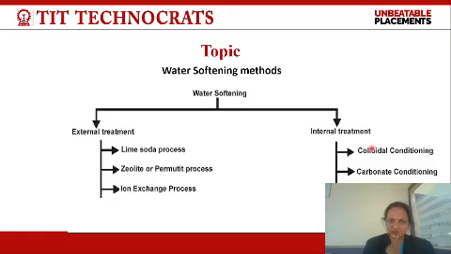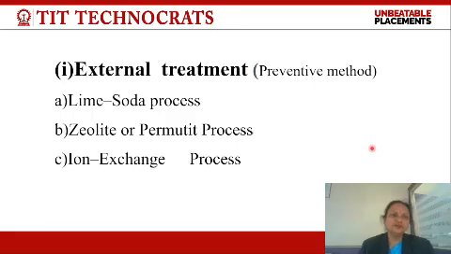External treatment methods are of three types: lime soda method, zeolite or permutit method, and ion exchange method. Internal treatment methods are of four types: colloidal conditioning, carbonate conditioning, Calgon conditioning, and phosphate conditioning. First, we will discuss the external treatment or preventive method.